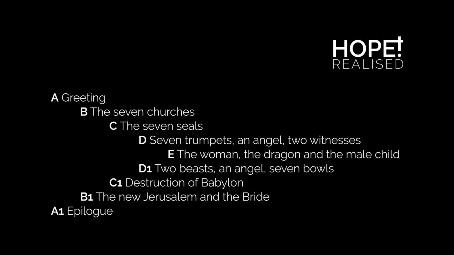At the beginning and end, A, are the greeting and epilogue. The first B, you've got the 7 churches, and for the second B, you've got the New Jerusalem and Bride. Both of these B's are the church, and there's a progression from the state of the 7 churches in the first B to the second B, where the bride of Christ surfaces after the marriage supper of the Lamb. The first C, you've got the 7 seals, and the second C is the destruction of Babylon. The first D is the 7 trumpets, an angel and 2 witnesses, and the second D is the 2 beasts, an angel and the 7 bowls. And in the middle, E, we find the woman, the dragon and the male child.